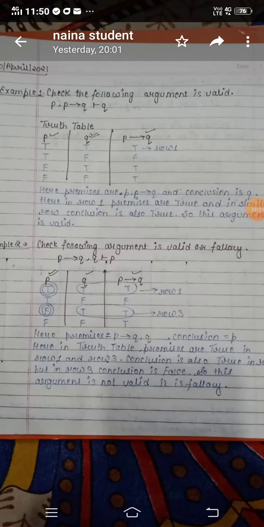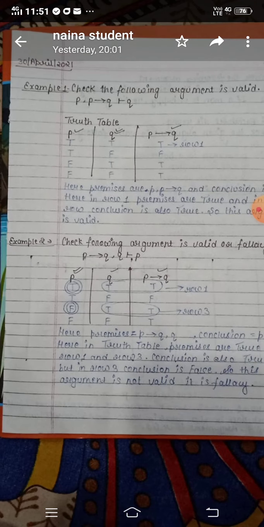Morning all. In today's lecture, we will do the examples of argument. As we know, by the definition of argument, in an argument there are premises on the left-hand side, then there is a symbol of argument, afterwards there is a conclusion. So we will have to check whether the given argument is valid or fallacy.